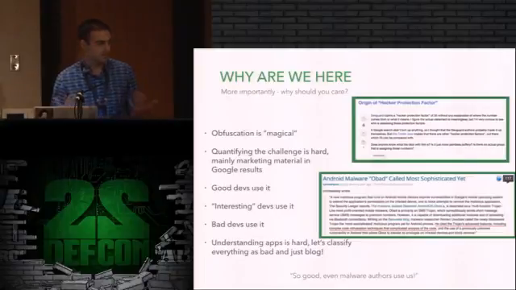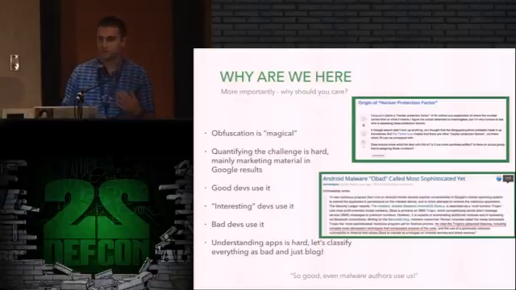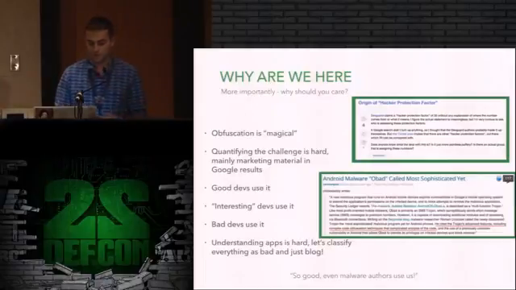So basically we want to demystify it. Obfuscation is not necessarily that magical. You just have to be able to identify what's going on. Is it a known packer? Is it a known obfuscator or protector? And what are you going to be able to do about it?